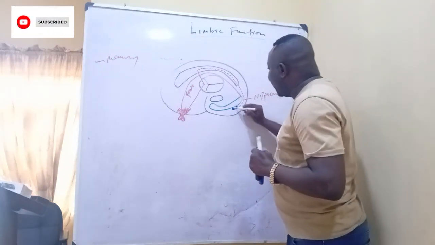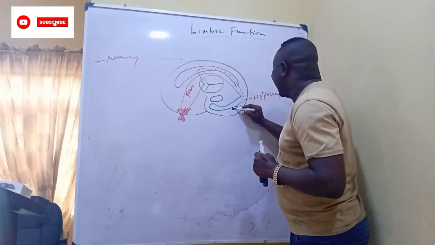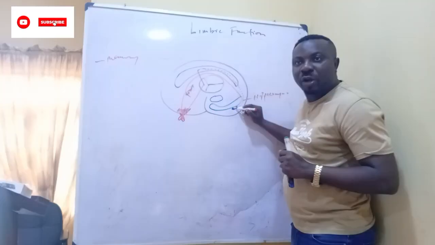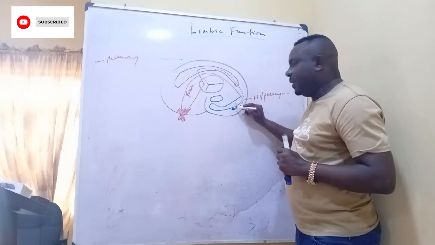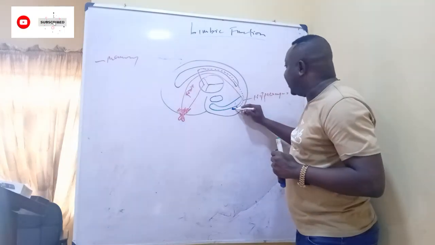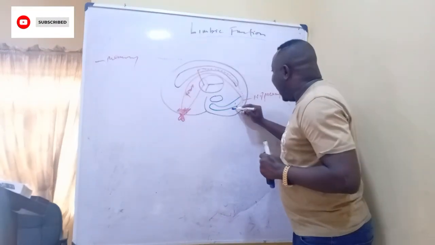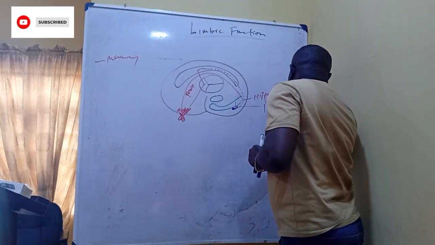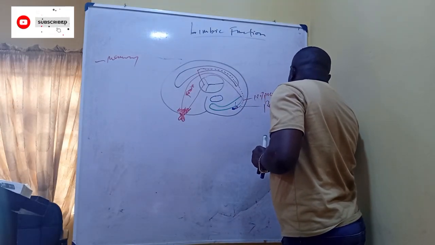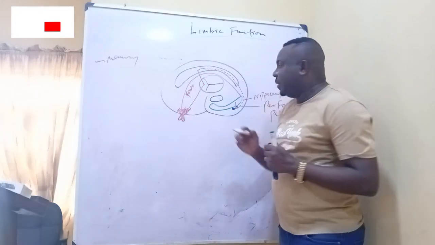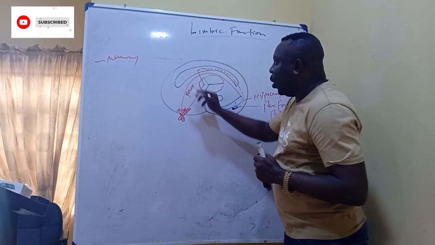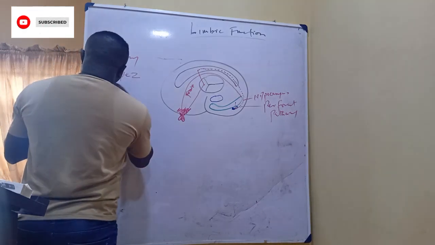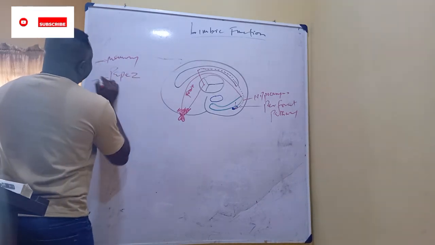And then there's a connection between the parahippocampal gyrus and the hippocampus via the entorhinal cortex. The pathway that connects the hippocampus and the entorhinal cortex is called the perforant pathway. Now this circuit is called the Papez circuit.